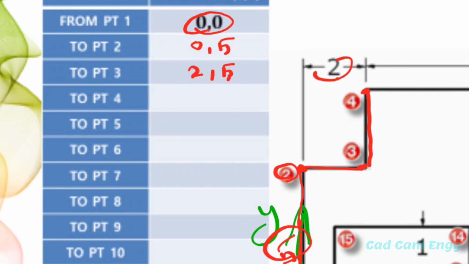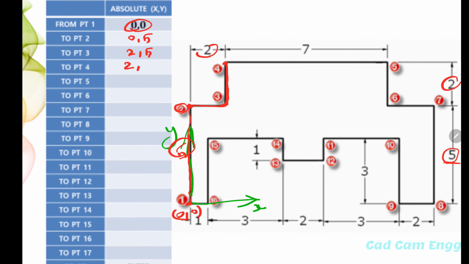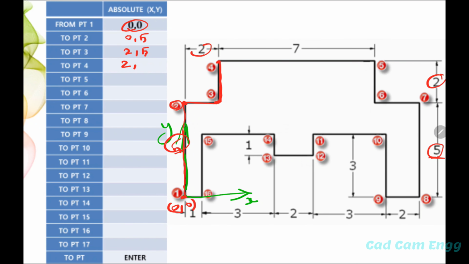Now the cursor is moving here to here, to point number 4. Now the x-axis is not moving, so directly I put the x-axis value 2. But the y-axis is moving 2 mm. Already 5 mm moved, and now again 2 mm moved. So 5 plus 2, 7. So here we want to add 7 mm. Next, point number 4 to 5.